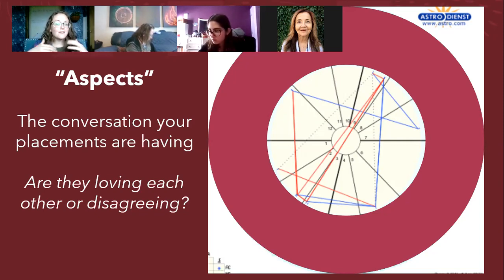Do they hold hands and skip along and sing fa la la? Or are they screaming in each other's faces that you're wrong, no, you're wrong? And we all have some of both of that. Typically, you see some harmonious aspects, which are the nice conversations, the parts of our energy that get along well with each other. Those are typically the blue lines on the natal chart. And then we all usually have some hard aspects, which are the red lines typically. And those are more challenging.